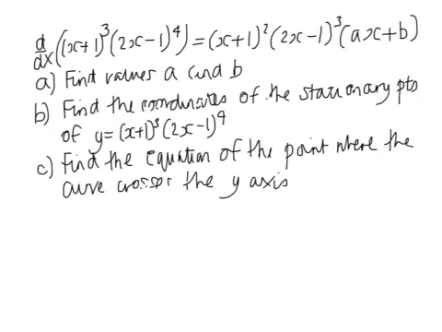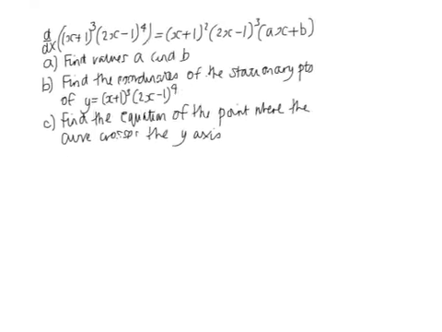Okay, now we've got quite a big question here, so I've left it big to be able to read it. So we've got the differential of a function, and we're told the form it's in, and we just need to find out what a and b are. I wouldn't say that's that easy, but anyway, we'll get there quite quickly. And then we've got to find the coordinates of the stationary points, so that's obviously where dy by dx is equal to 0. And then we've got to find the equation for a point where the curve crosses the y-axis. So all of these things, apart from the product rule, are things that you've done in C2 anyway, so they shouldn't be too challenging.